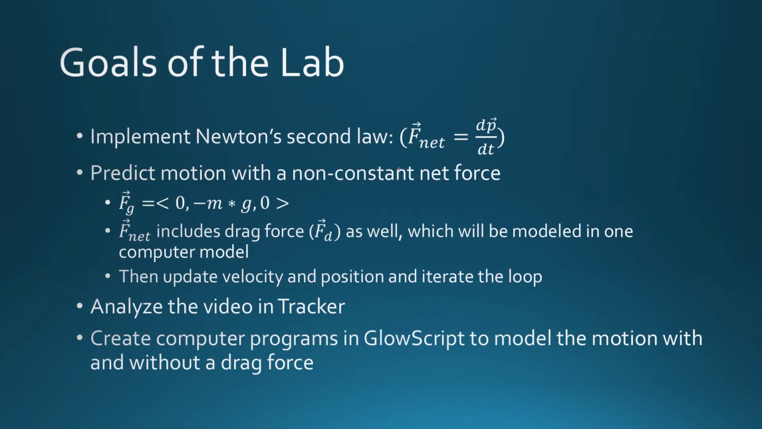The goals of this lab were to interpret Newton's second law, which you can see here as the change in momentum over the change in time, with a non-constant net force, where we have gravity acting and the force of drag acting as well, which will be modeled in one of the GlowScript models. We will then use the velocity and position update formulas to iterate our motion over time and analyze the video in Tracker and use GlowScript to analyze the motion.